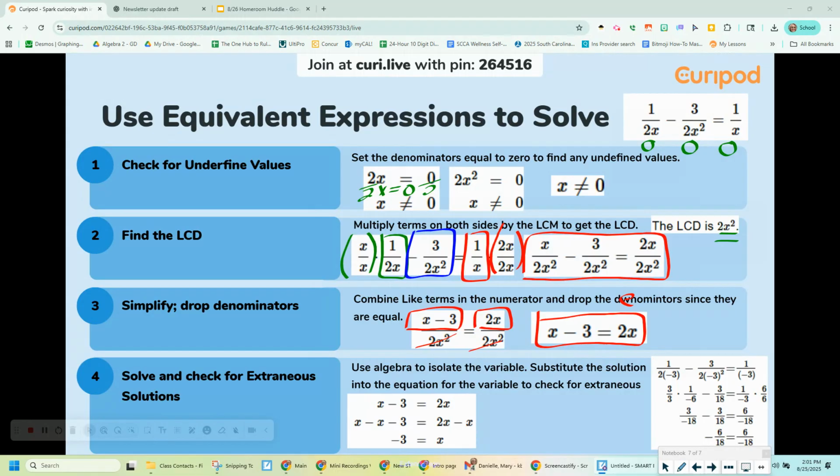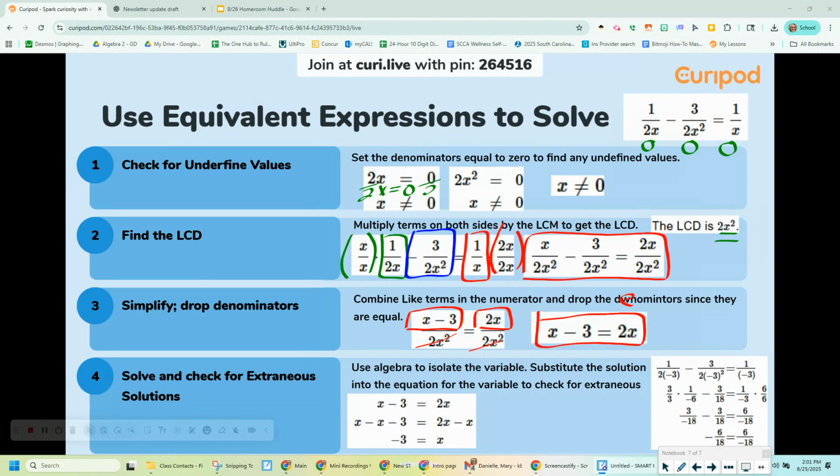Solve and check for extraneous solutions is your final step. Use algebra to isolate the variable. Substitute the solution into the equation for the variable to check for extraneous. Extraneous means it may have given us an answer, but if I plug it back in, does it give me a 0? Which in turn I cannot have.